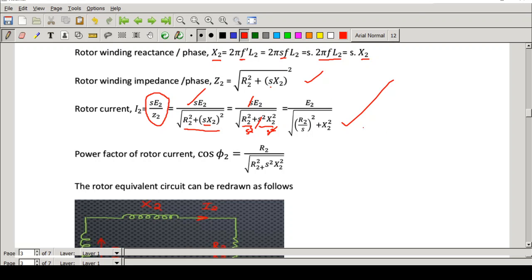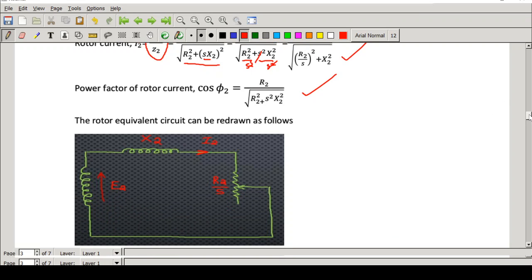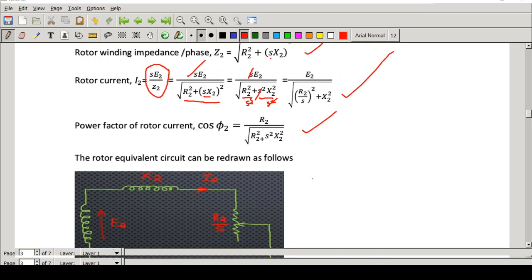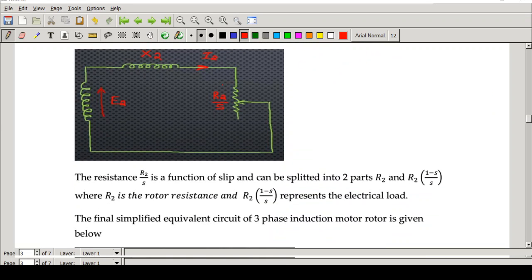This equation is very important. Now what is the power factor? Everywhere it is E2, R2, X2 because we are drawing the circuit diagram of a rotor circuit. After that only we will combine both the stator and the rotor circuit and draw the complete equivalent circuit. Now let's see the equivalent circuit, how it is drawn. So here there is R2 and S squared X2, right? So this is the equivalent circuit.